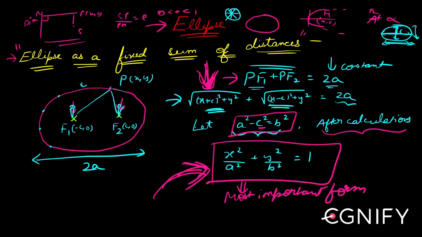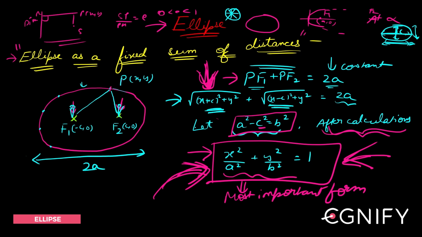So with this definition done, and after calculations, when you come to this, we will now start our discussion of the chapter with this. We will look at this form, and we'll look at every parameter based on this. So let's look at this x square by a square plus y square by b square equal to 1 form in detail.